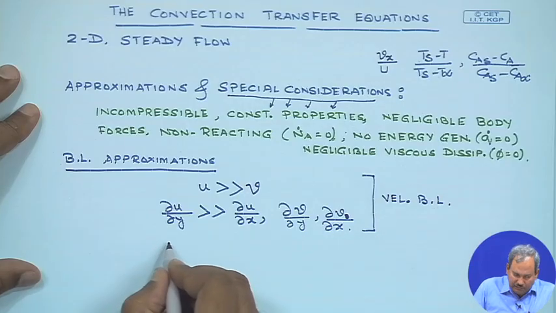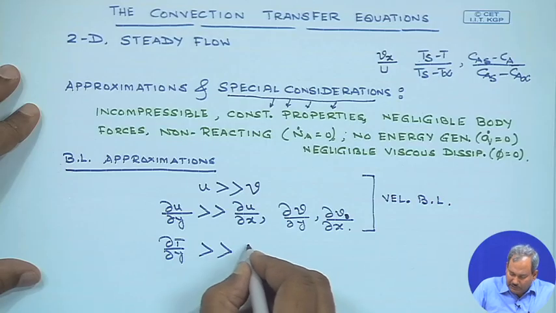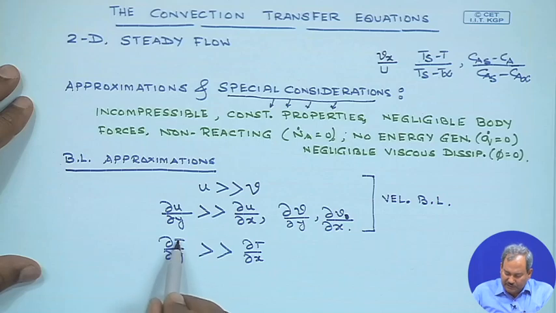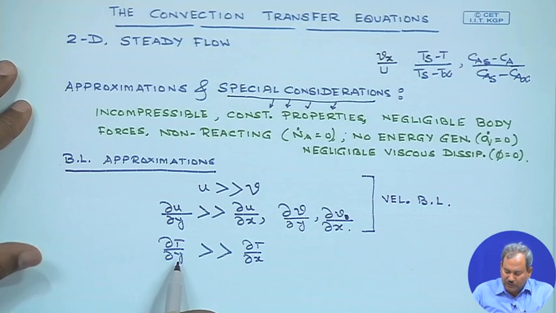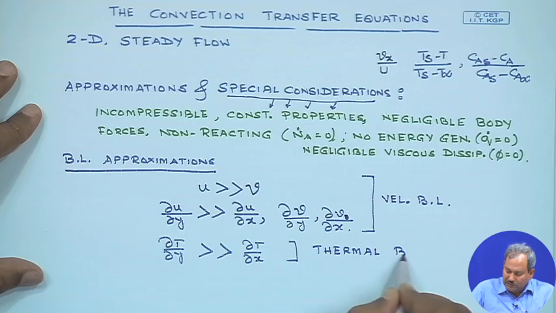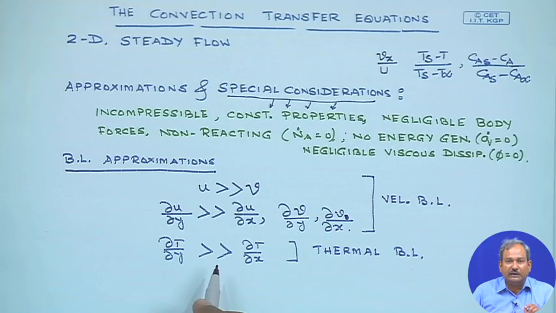The second one that we have is del T del y is going to be very large compared to del T del x. So, T is the temperature. The variation of temperature over the thickness of the boundary layer, del T del y, would be significantly higher than the temperature gradient along x, and this is the approximation which we have used before for the thermal boundary layer. All these assumptions are reasonable since the thickness of each type of boundary layer is very small.